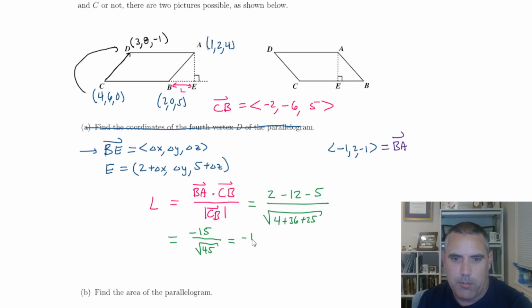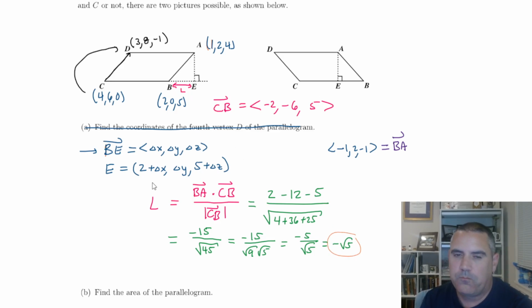I'm really tempted to simplify it, so let's do it. Square root of 9 times the square root of 5. So it's 15 over 3, so it's negative 5 over square root of 5. Oh, it simplifies even more, because you can multiply top and bottom by square root of 5, and so it's negative square root of 5. Oh man, that always confuses people. Sorry if it did. I have this length now. At this moment, I have enough to finish the problem.